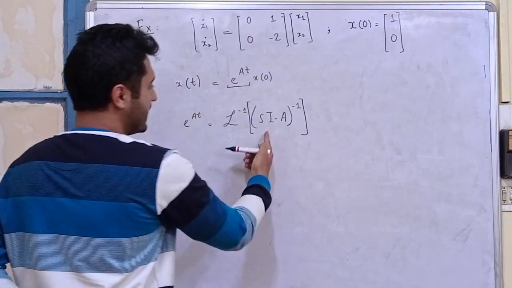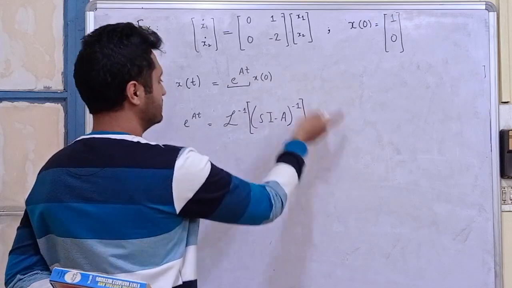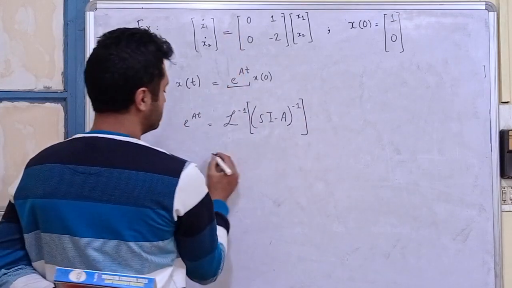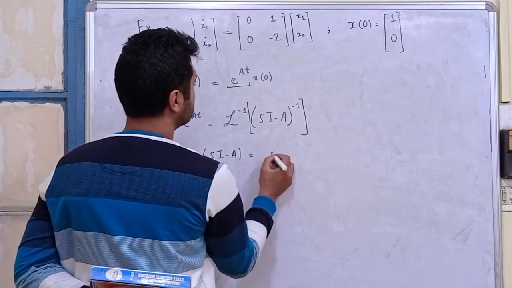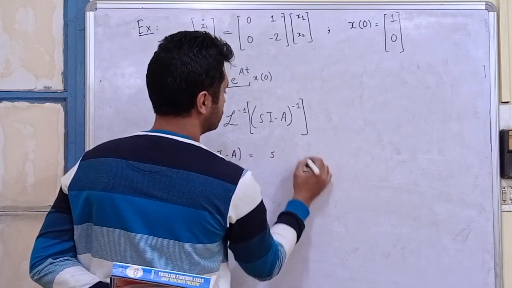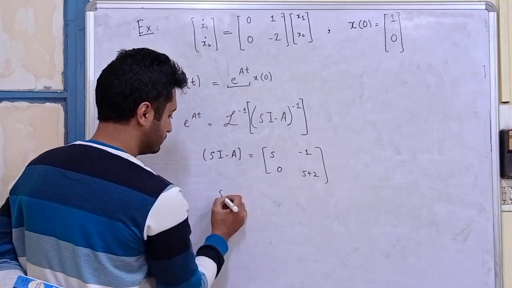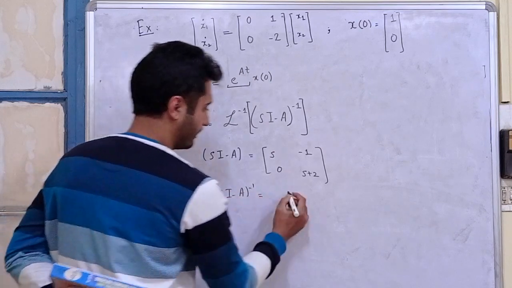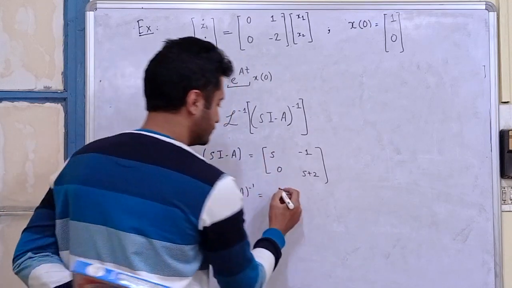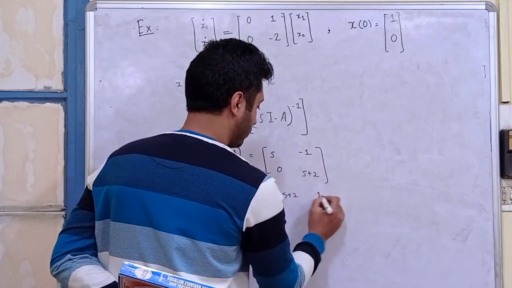तो उसमें आप निकालो पहले जरा, स्टेप बाय स्टेप. पहले sI minus A निकालो, देन डू द इनवर्स, देन डू द लाप्लास इनवर्स. तो sI minus A से क्या होगा? s, s plus 2, minus 1 and 0. This is sI minus A. Now do the inverse. s plus 2. The diagonal elements change their position and non-diagonal change their sign.